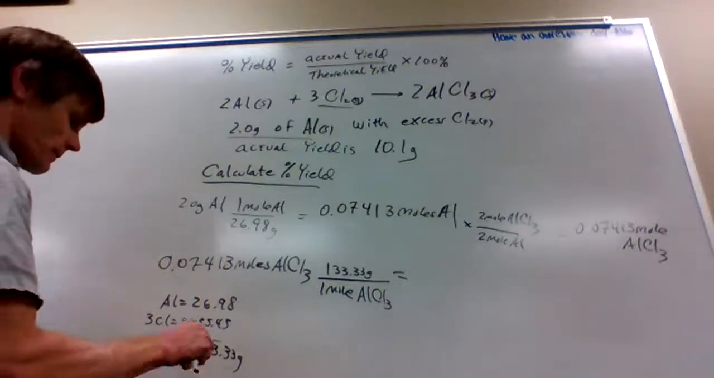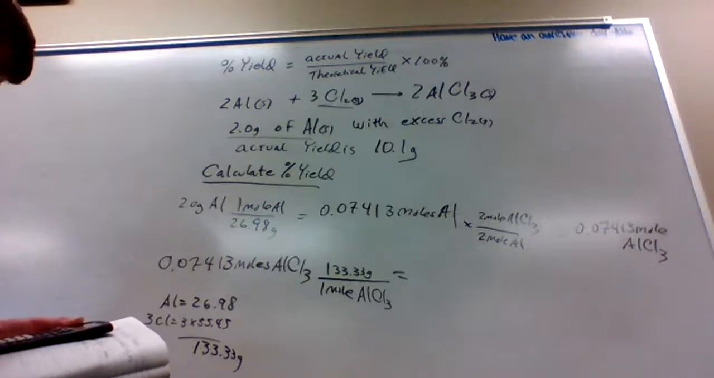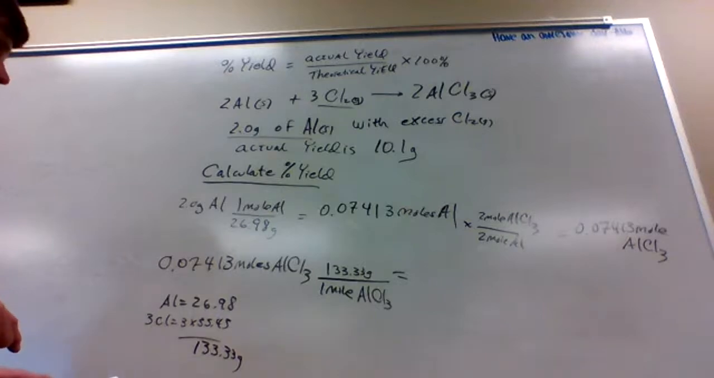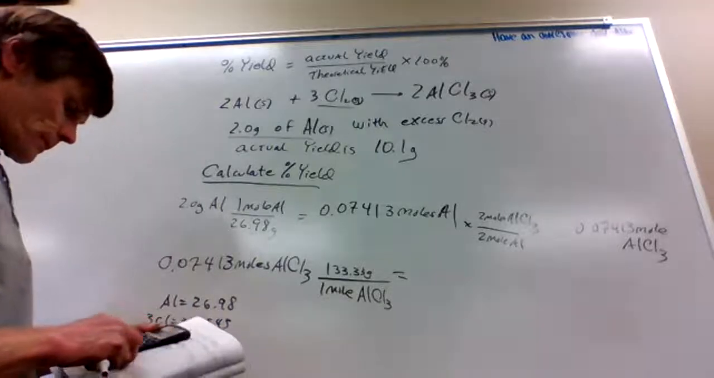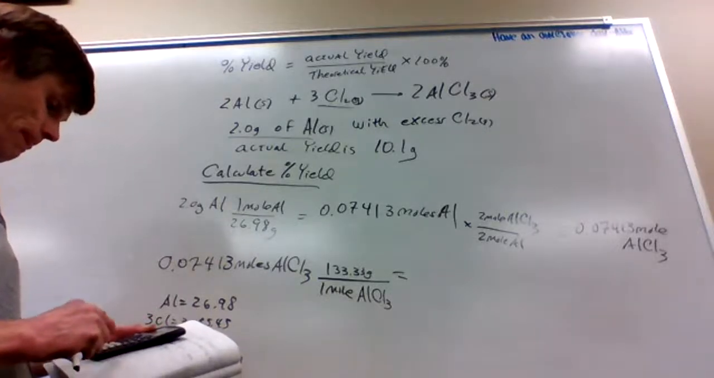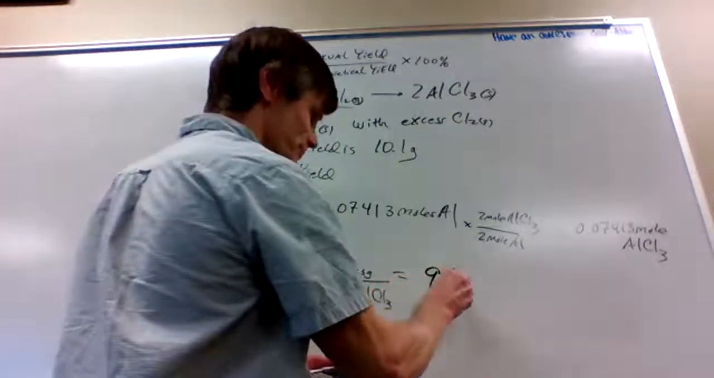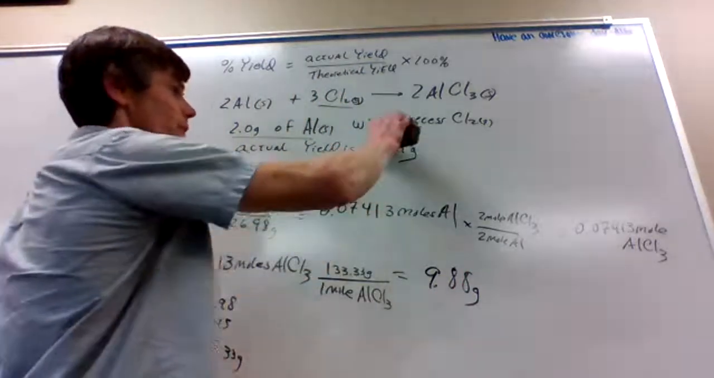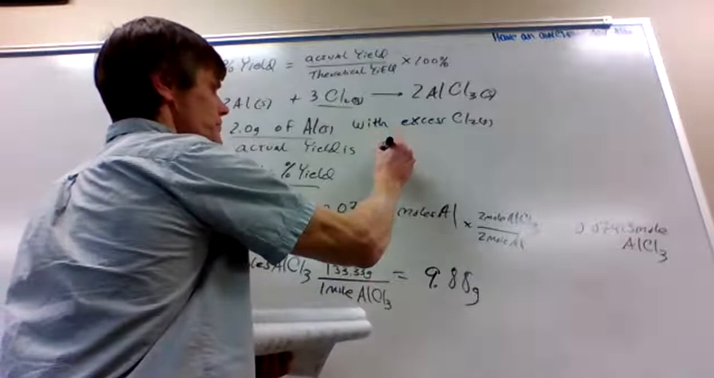I think we made a mistake here. 3 times plus 26.98. Yeah. Made a mistake here. Sorry, folks. This should be less. Okay, let's backstep a little bit. Let's say our actual yield was 8 grams. Can't have more. Sorry. Let's just backstep.